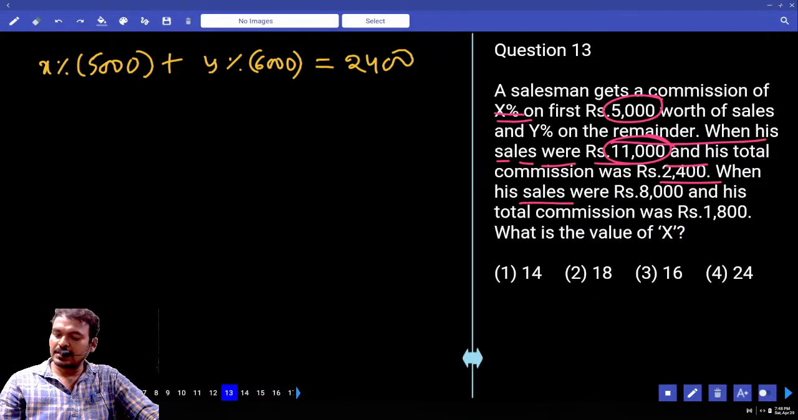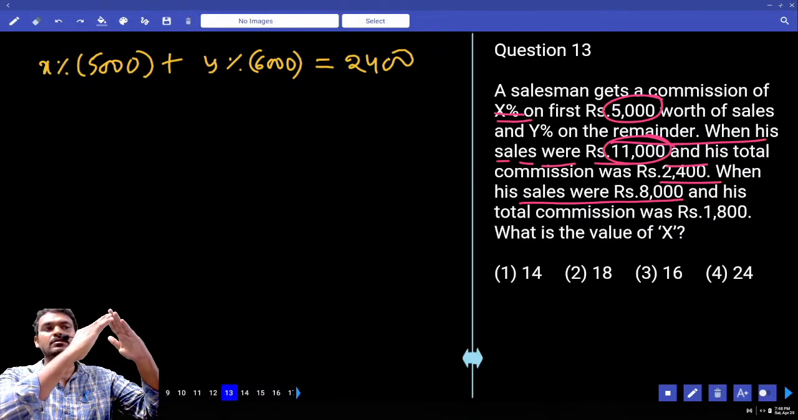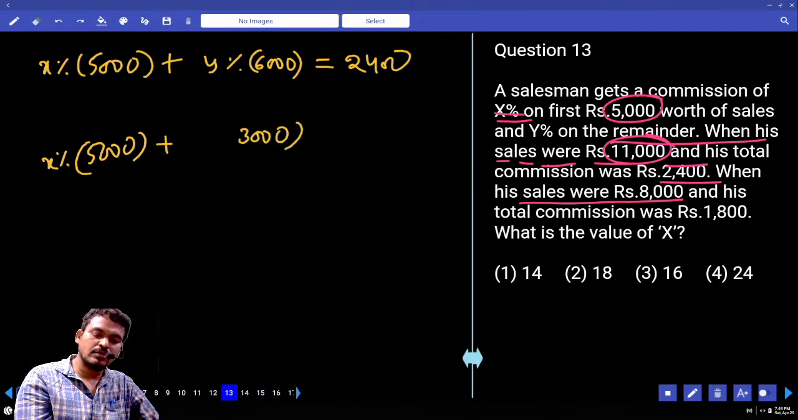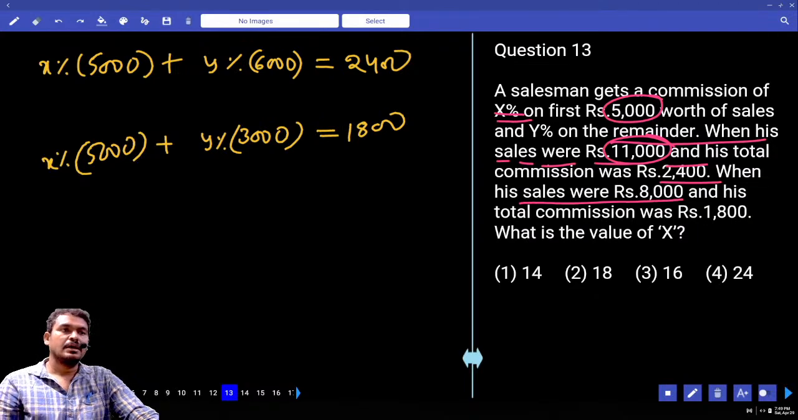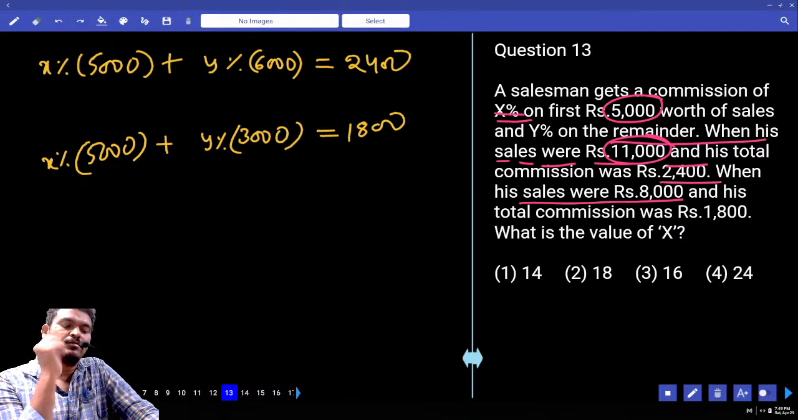Next, another, sales were 8,000. Of that 8,000 sales, first 5,000, remaining 3,000. First 5,000 sales, commission is X percent. Remaining sales 3,000, in that 3,000, commission is Y percent. Both added give 1,800. 1,800 is the commission on 8,000. 2,400 is the commission on 11,000.